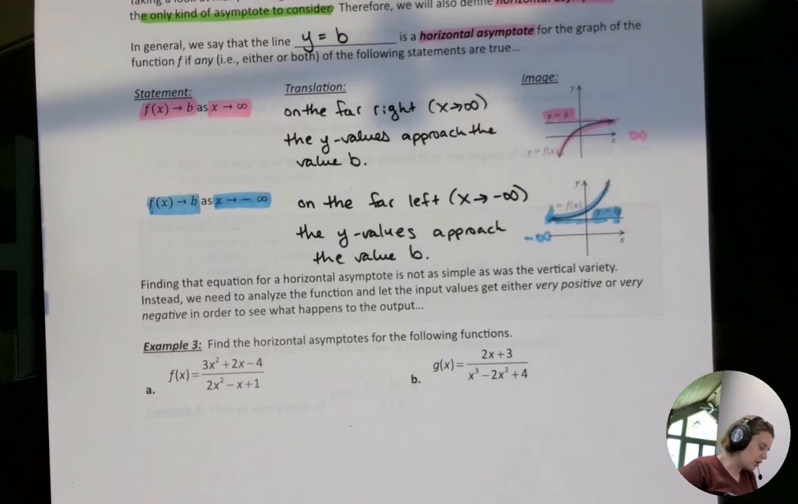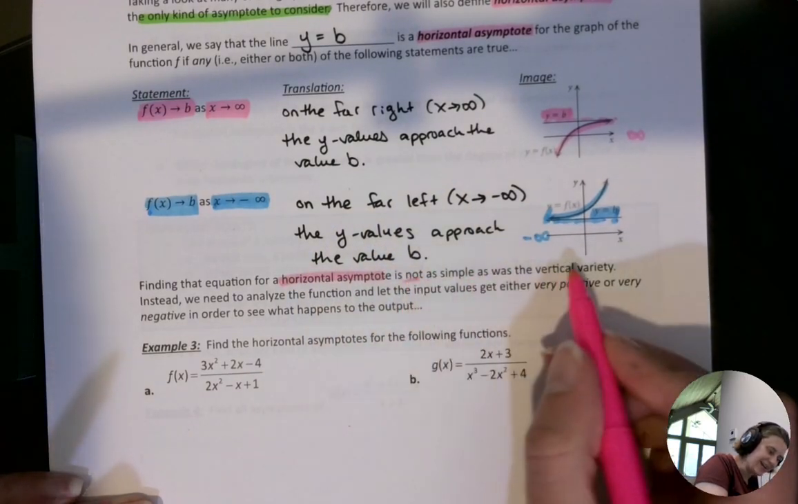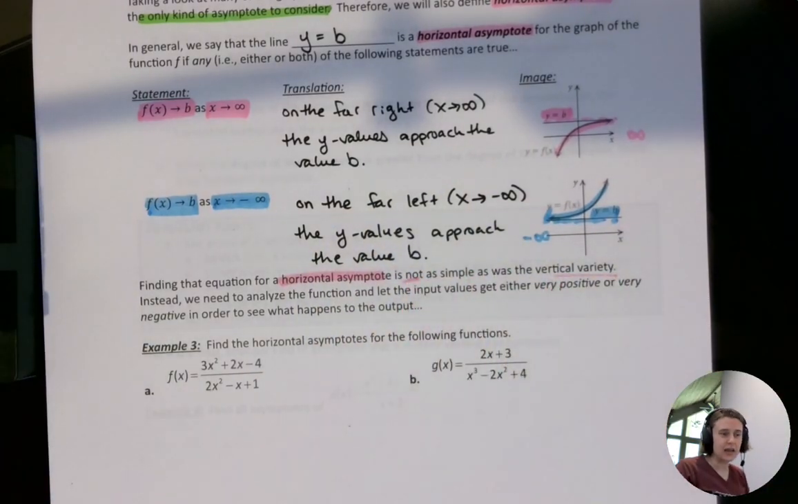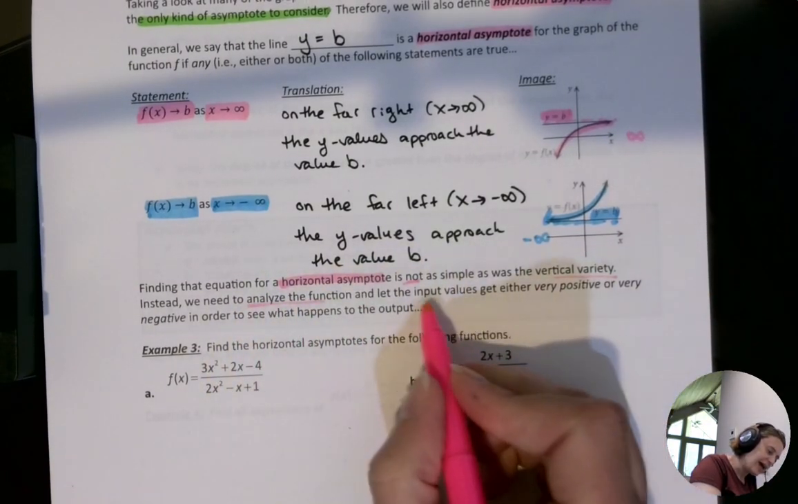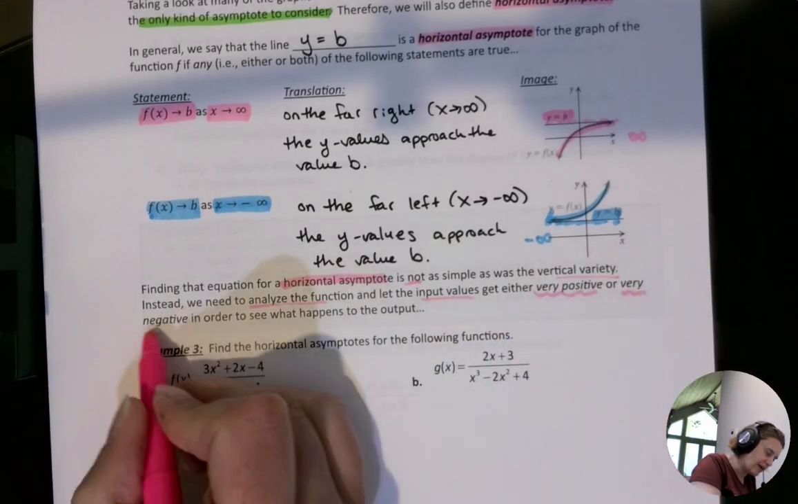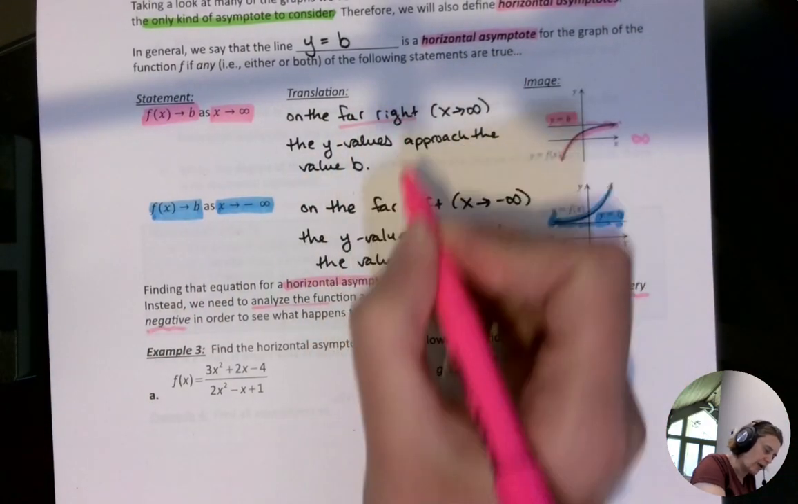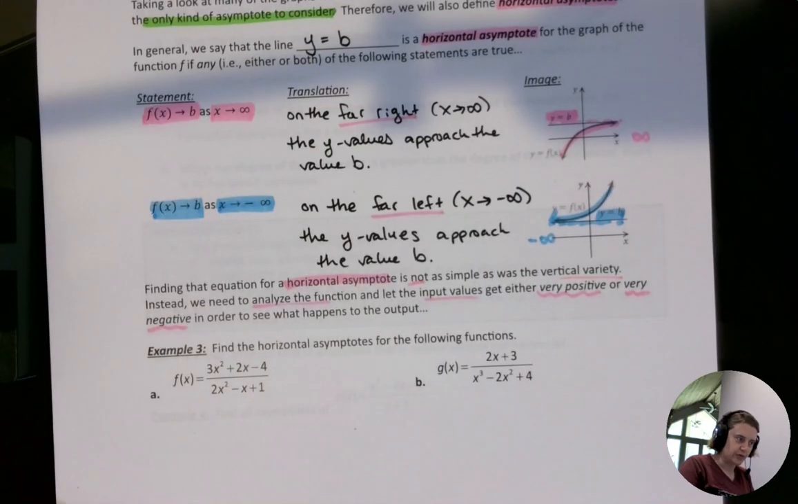Right. Finding an equation for a horizontal asymptote is not as simple as the vertical variety. For the vertical variety, we're looking at finding where the denominator is equal to 0. For horizontal asymptotes, we're going to need to analyze the function and let the input values get either very positive or very negative. So that's the far right or the far left in order to see what happens to the output. So let's find the horizontal asymptotes for these functions.